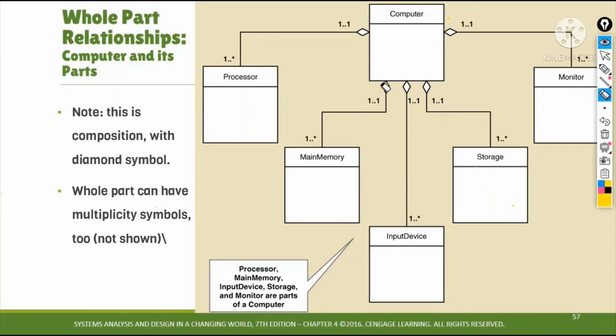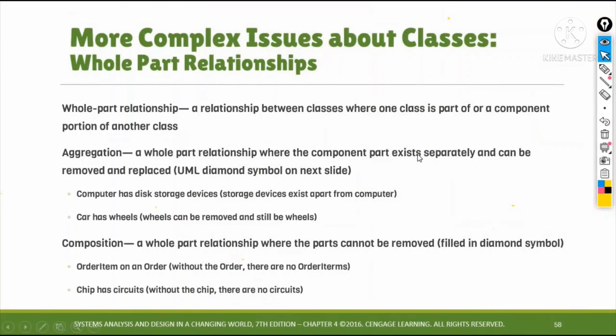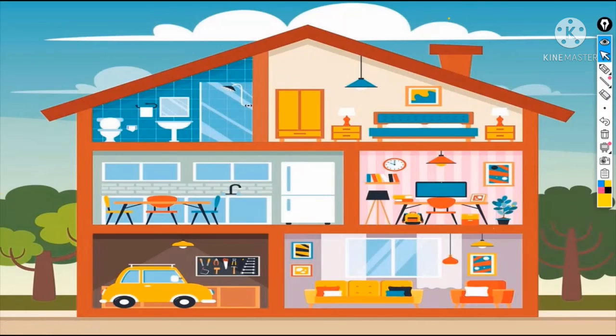Another example is a house. You can think of a house that is made up of bathrooms, bedrooms, living room, kitchen, and so forth. The bathrooms or bedrooms never exist apart from the house. You cannot call a house with just a bathroom or with just a bedroom. They should be part of the house. Therefore, this whole-part relationship is a composition and uses solid diamond connectors.